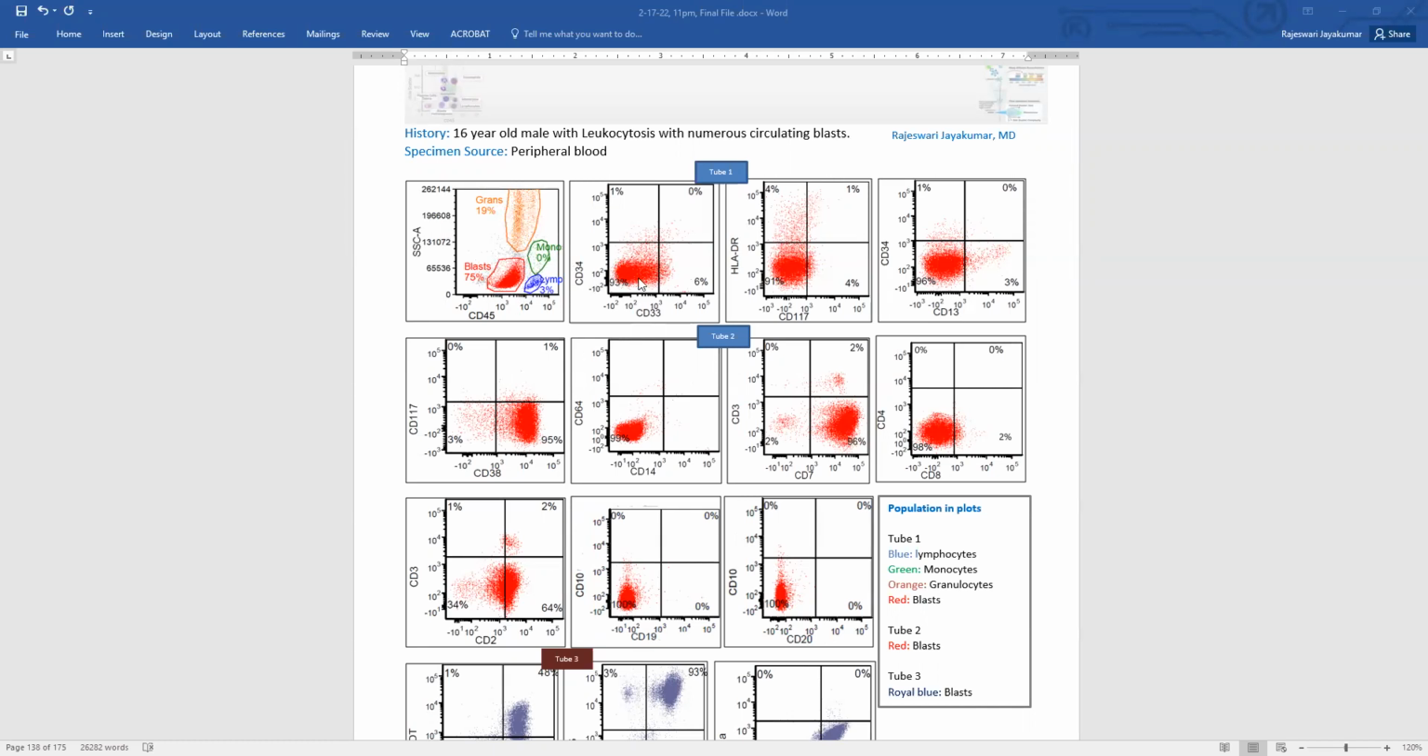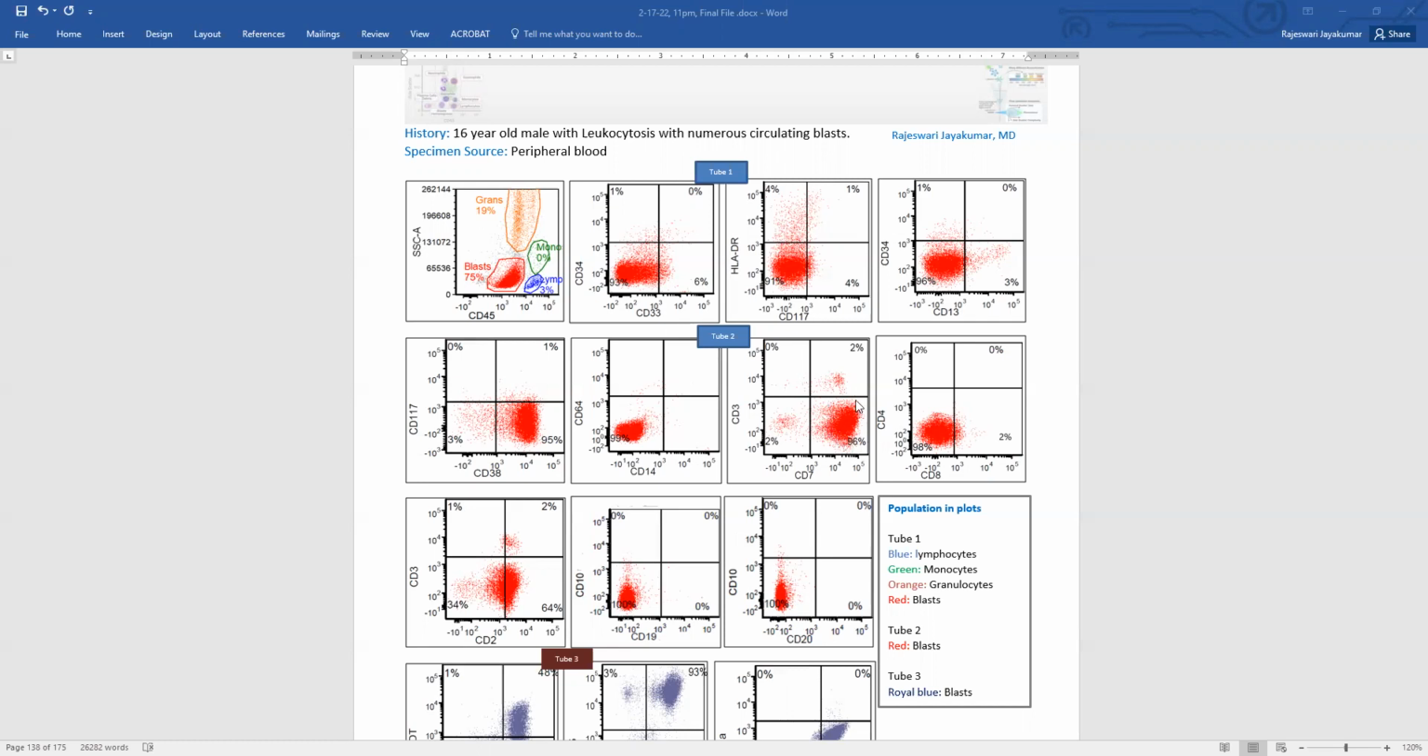The blasts are negative for CD34 and CD33. They're negative for HLA-DR and 117. They're negative for CD13. They're positive for CD38. They're negative for CD64 and CD14. So they're negative for the myeloid markers 117, 33, 13. They're also negative for CD34 and HLA-DR, which are the immaturity markers. They're negative for monocytic markers, CD14 and CD64.